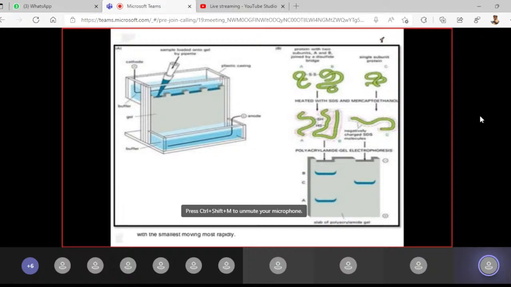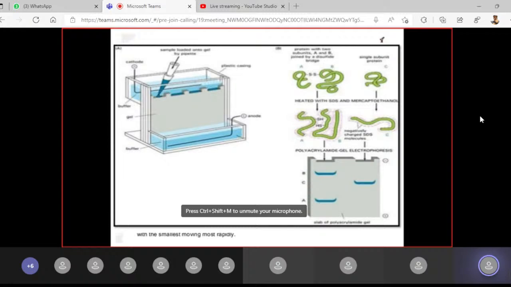Whereas in SDS page, since you are heating it, you are treating it with SDS, mercaptoethanol, the proteins are denatured, the activity of the proteins will be lost. But in native page, you can retain the activity of the proteins. Like most of your enzymes are proteins, right? Except for the ribozymes, all the enzymes are protein in nature.